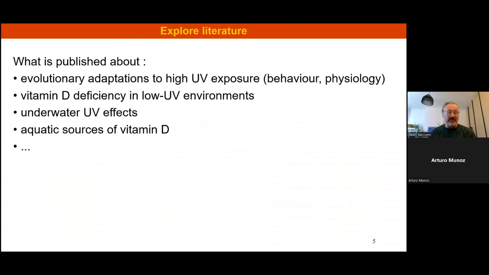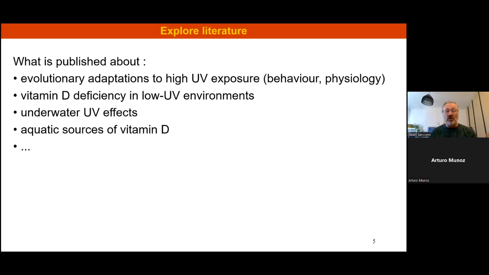So what you then need to do is start looking at what is published about this topic. And without being complete, I mention certain things. So keep that idea in mind. We want to see, does UV exposure matter for those organisms? So you want to know, how do organisms adapt to high UV exposure? Is there already something published both on behavior, but maybe also on the physiology, so that the body can adapt to high UV exposure? You also want to know, because UV is very important for vitamin D synthesis, how does vitamin D deficiency develop in low UV environments.